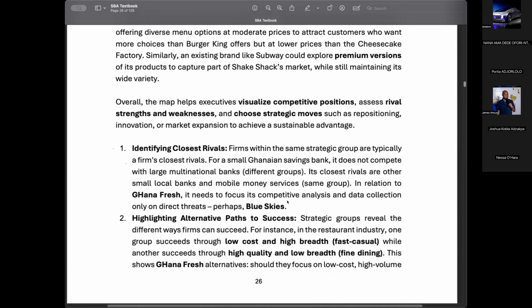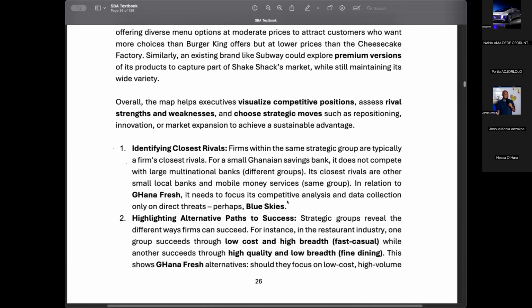So we advise that competitors should be assessed by those who pose a direct threat to you. For example, for Ghana Fresh, their closest rival is Blue Skies. Blue Skies is also exporting to Europe and other countries. And they are also doing pineapple and other products. So they're your direct competitor.